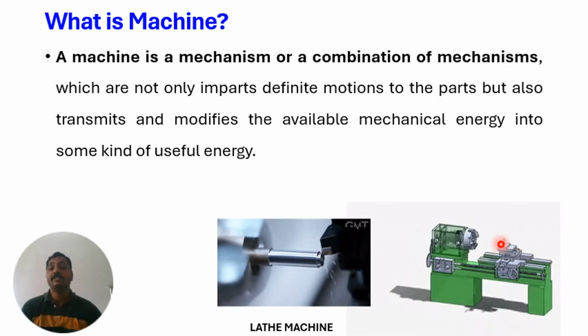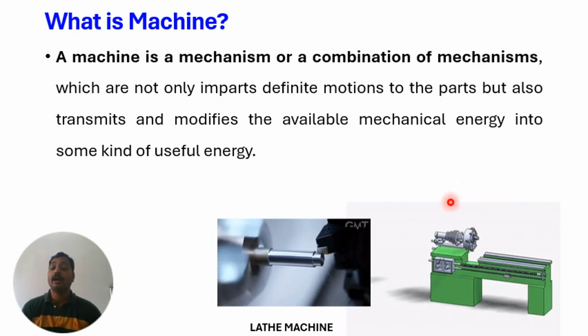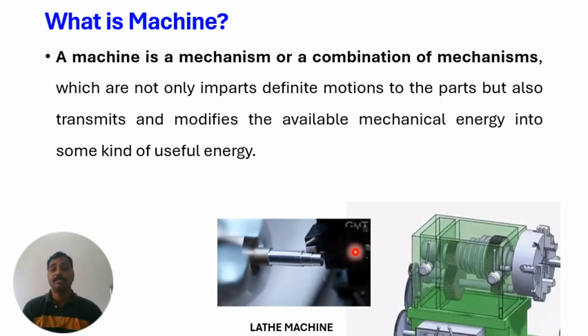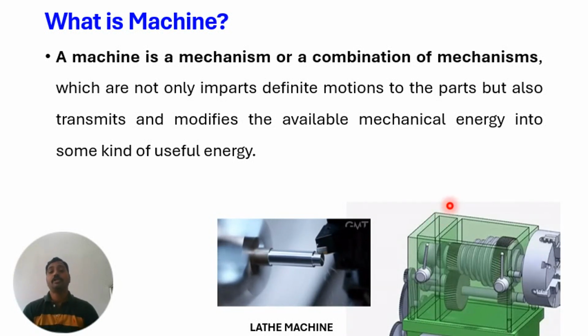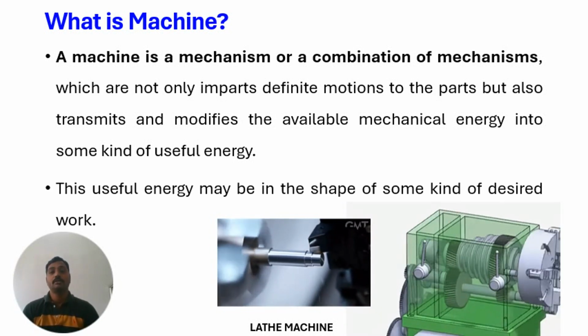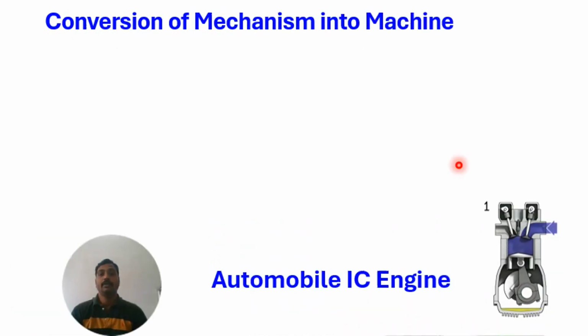In this case, there are different types of mechanisms existing between the different parts, right? It is a combination of mechanisms, and finally it removes the excess material from the raw material so that we generate the definite shape and size of the component. So here we can see the conversion of mechanism into machines.